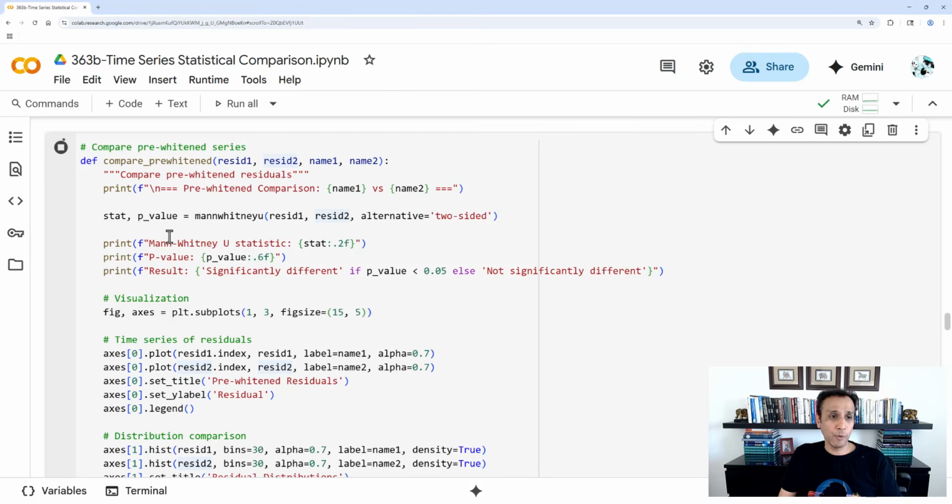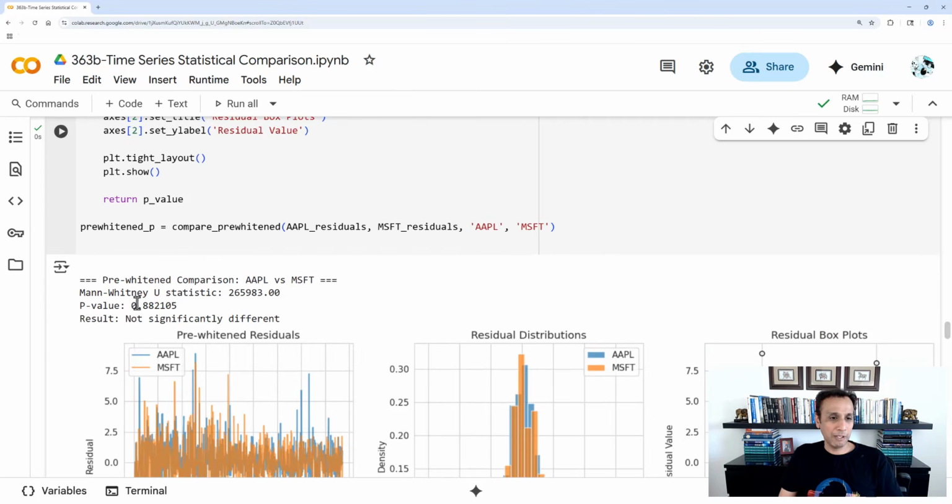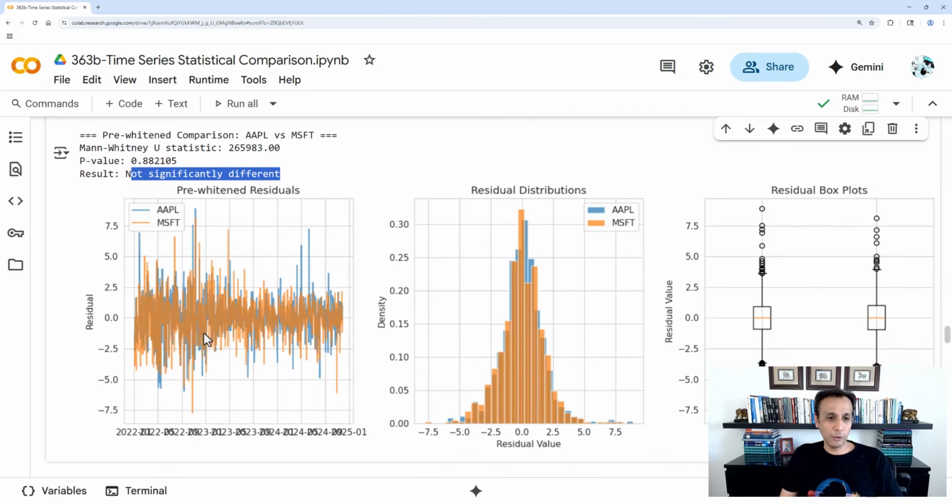So let's go ahead and run this code to see what p-value we get for our Mann-Whitney U test on the residuals. If the p-value is greater than 0.05, then both data sets are equal, or otherwise they're different. So let's go down, and the p-value is 0.88. I already mentioned that earlier, and that basically means both of these data sets are not significantly different. And you can see when you overlay the residuals, I don't see much of anything that is different.